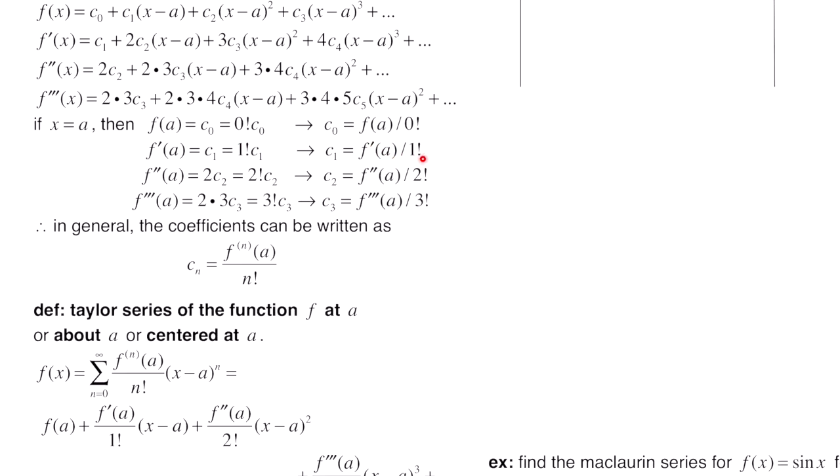Similarly, right here, if you isolate the c sub 1, it's going to be equal to f prime of a divided by 1 factorial. Also right here, if you isolate the c sub 2, it's going to equal the second derivative of f at a divided by 2 factorial. And then you see the same thing here for c sub 3. So therefore, in general, the coefficients can be written as the following. c sub n is going to be the nth derivative of f, plug in a, divided by n factorial.